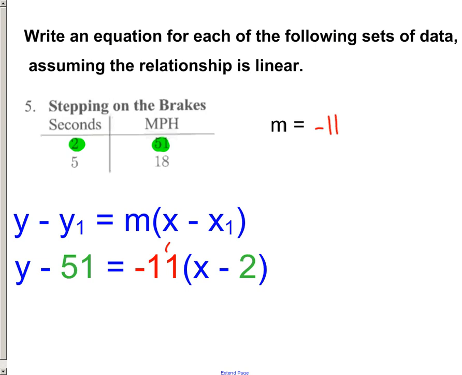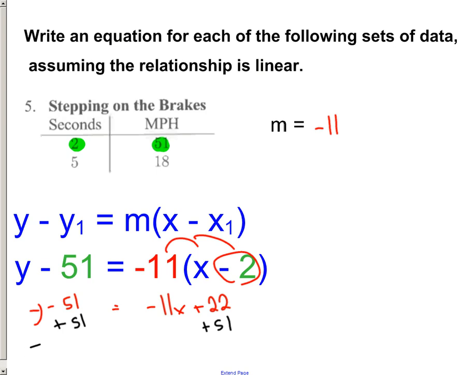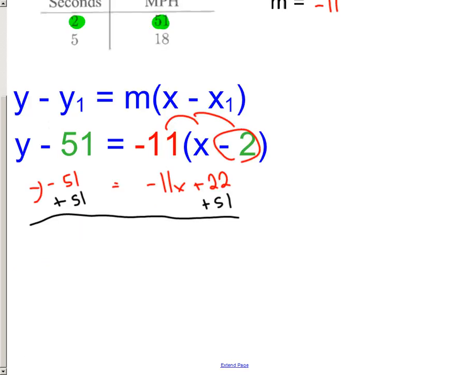Number 5, this is the setup. Negative 11 times negative 2 would be positive 22. So it's very similar to the trick they tried on the last problem. And then we just add 51 to both sides.